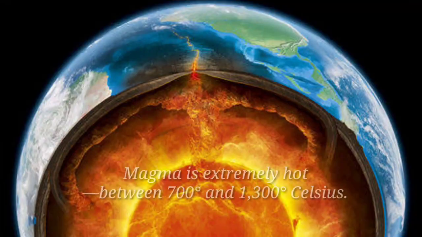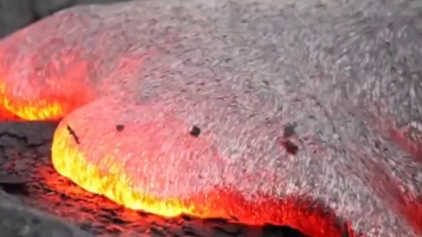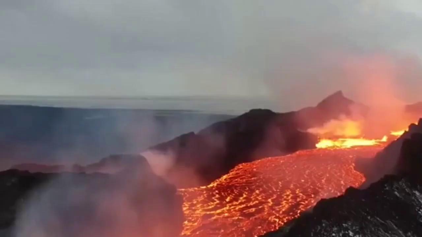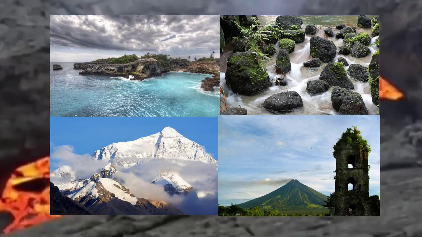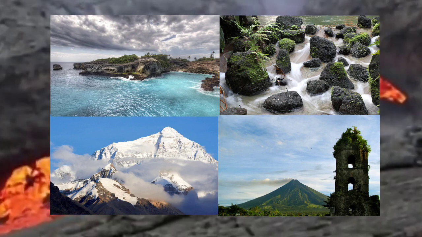Magma is extremely hot, between 700 degrees and 1300 degrees Celsius. This heat makes magma a very fluid and dynamic substance, able to create new landforms and engage in physical and chemical transformations in a variety of different environments.